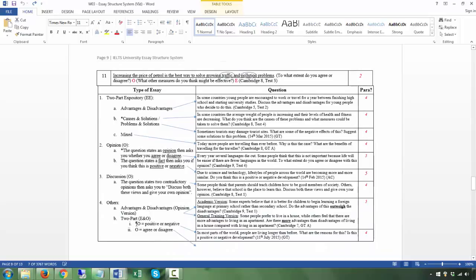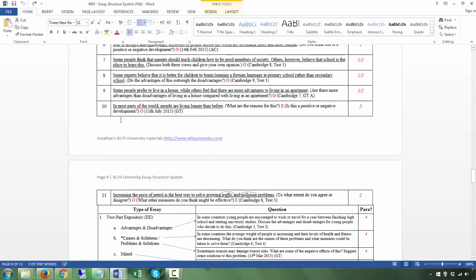So I mentioned to you, for this kind of question, in this category, there are two questions, one expository and one opinion. And for the opinion, you could ask, is this a positive or negative development, or do you agree or disagree? But this question is more common. If you have two questions, one expository and one opinion, the more common opinion question that will come out is: is this a positive or negative development?